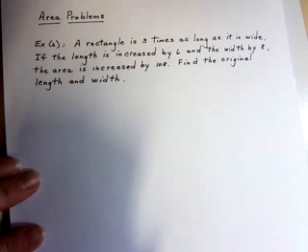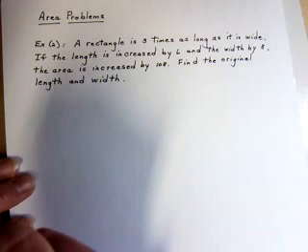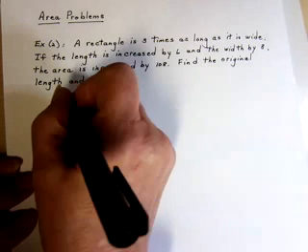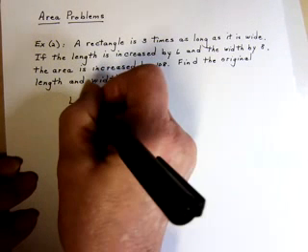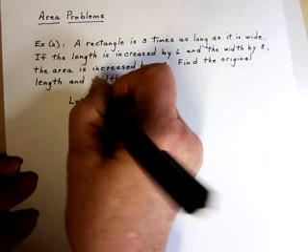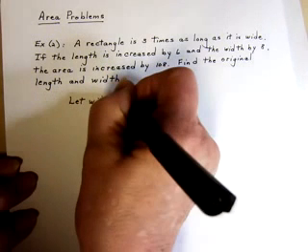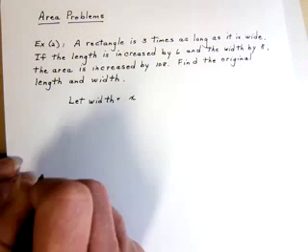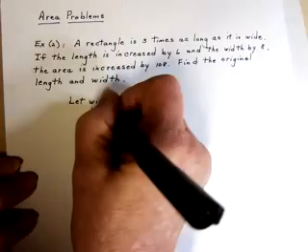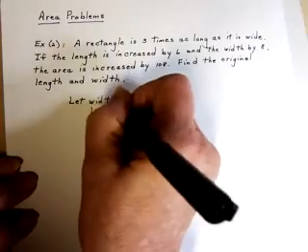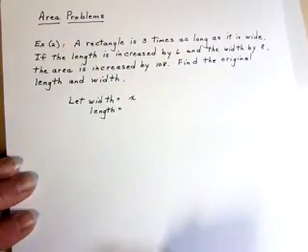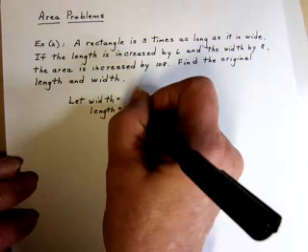First thing we're going to do is give the original length and width variable names. So first we name the width. Let width equal x. Then the length is 3 times as long as the width, so it's 3x.